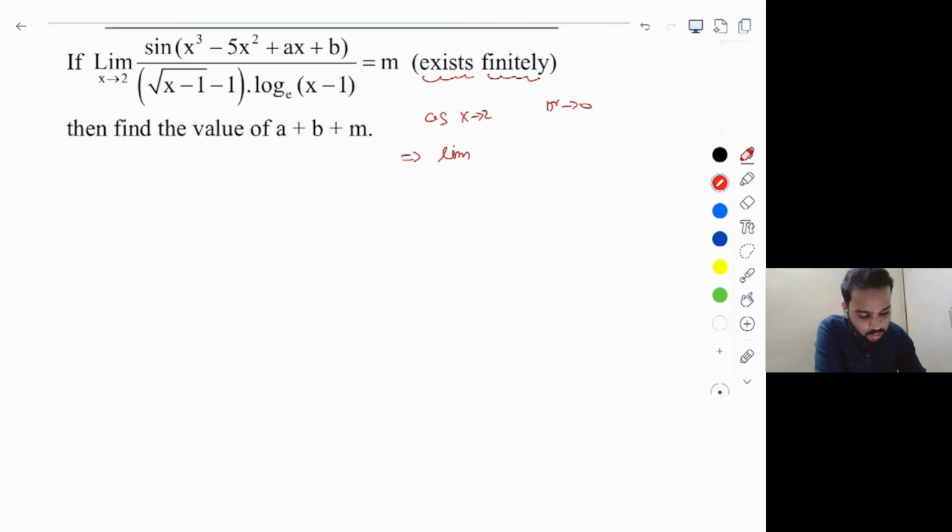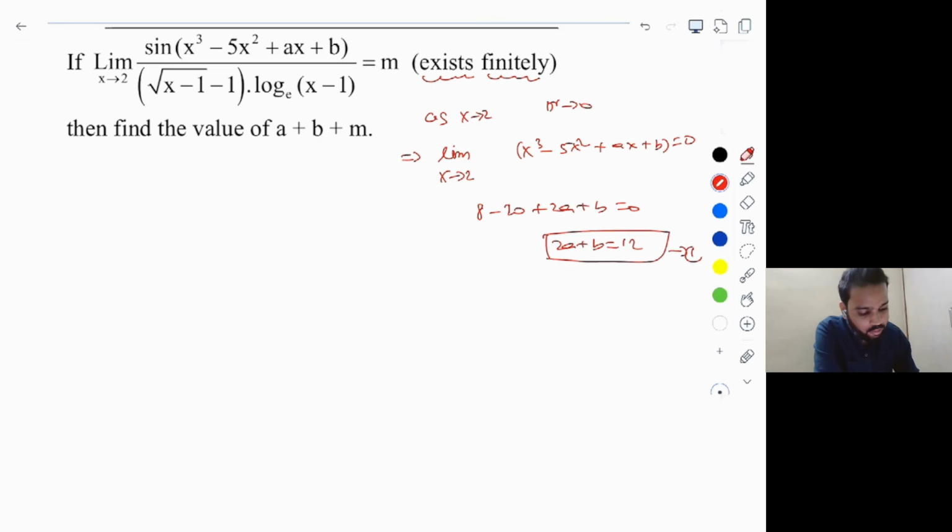Okay, so this implies the numerator, as x tends to 2, must also tend to 0. Or else I can simply ignore this sine function, right? Because anyhow it is going to be 0. So this is equal to 0. Now I'm going to put x equals 2 here. That is 8 minus 20 plus 2a plus b equals 0. Finally, we get one condition. 2a plus b equals 12. So I have already one equation with me in terms of a and b. So which means I just need one more equation, one more condition to obtain the values of a and b.